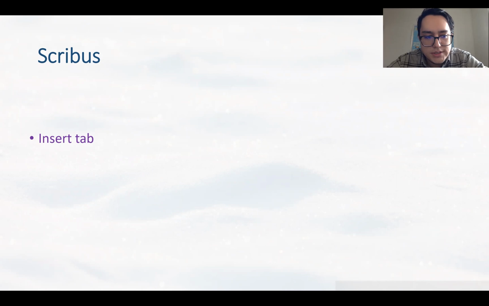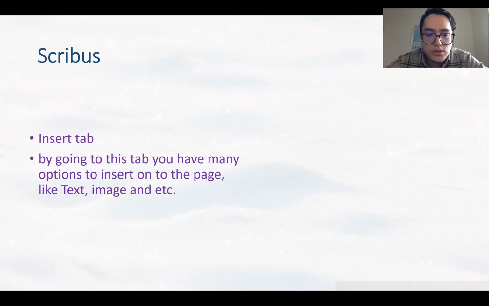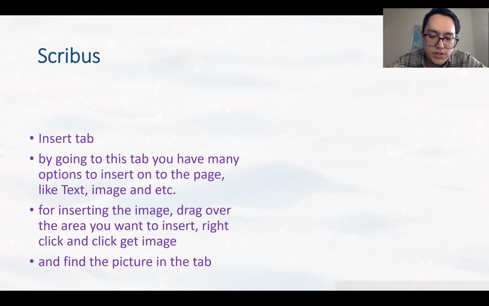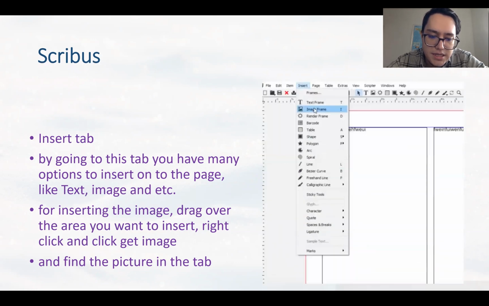Next, we have the Insert tab. By going to this tab, you have many options to insert onto the page, like text, image, etc. For inserting the image, drag over the area you want to insert, right-click, and click Get Image, and find the picture in the tab. So this is the process.